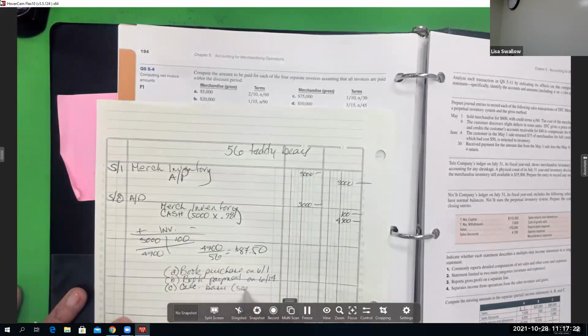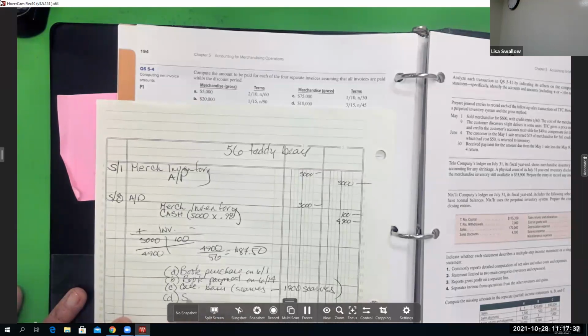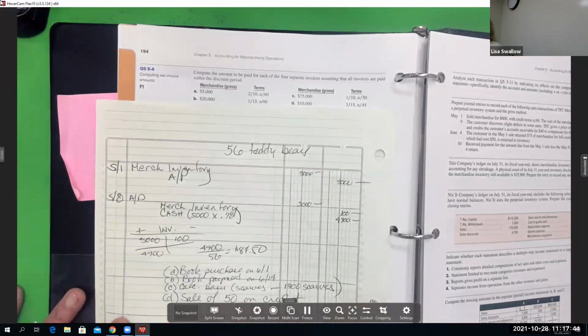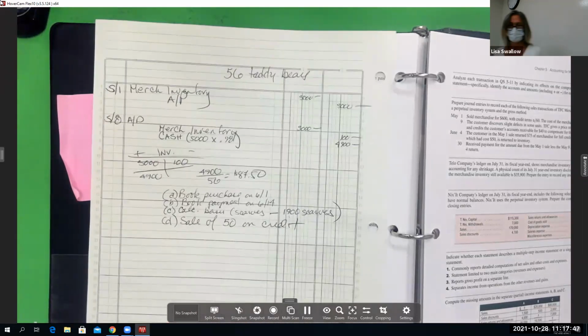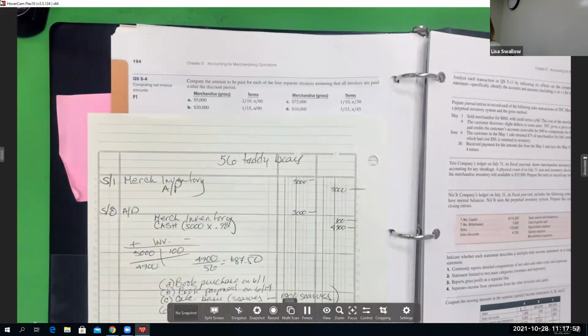I'm buying scarves this time. And I purchased a batch of 1,900 scarves. And then book the sale of 50 of them on credit. Book the purchase of my scarves on June 1st. And there was 20 grand worth of scarves.